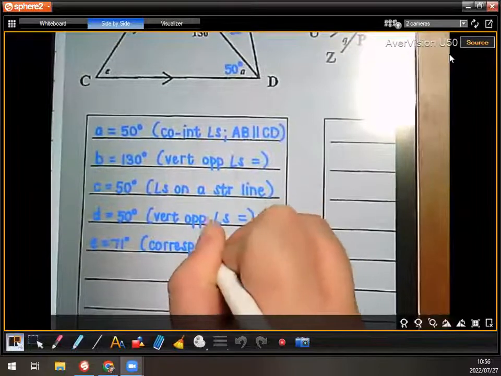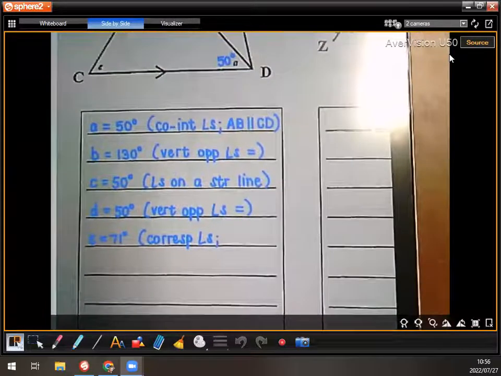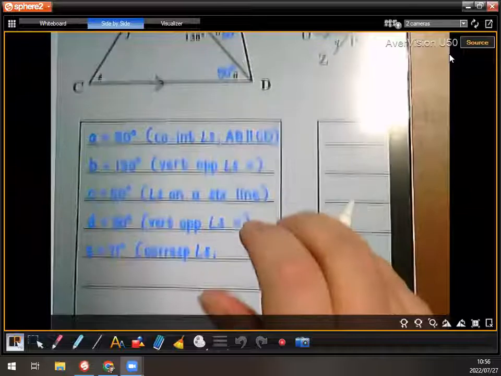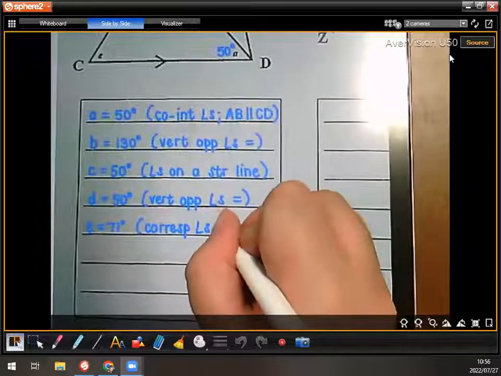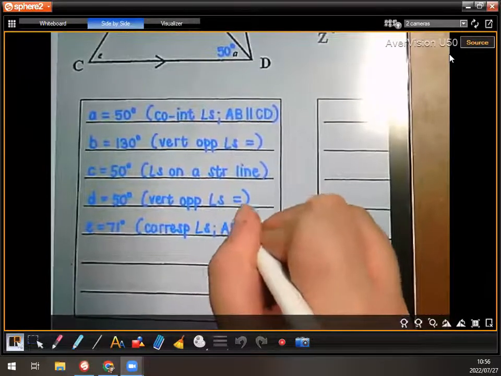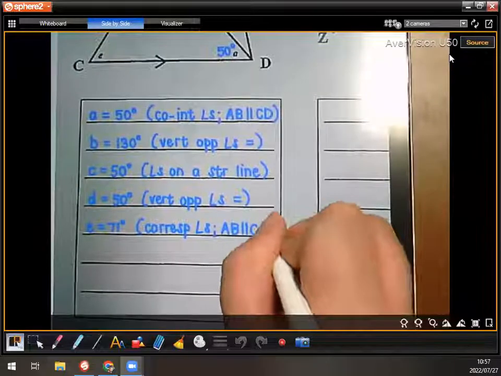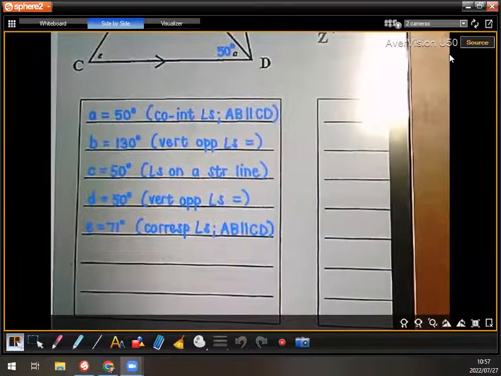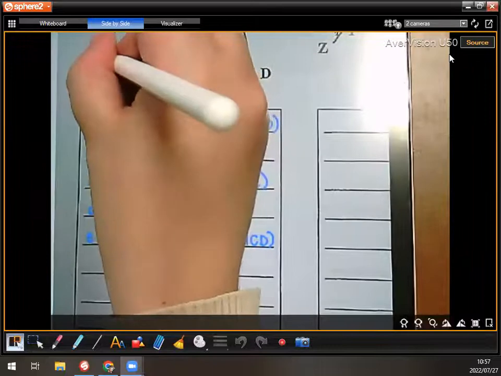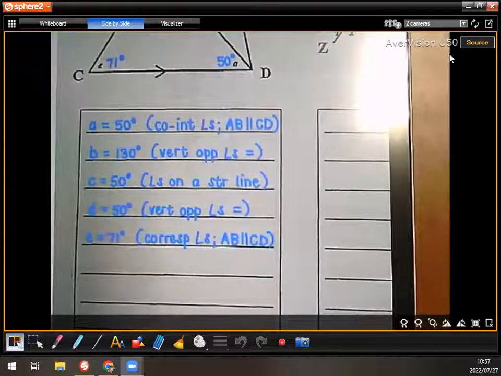But we haven't done quads yet, so you won't get questions that rely on that. Again, AB and CD. Then you fill it in on your picture as well, 71 degrees.